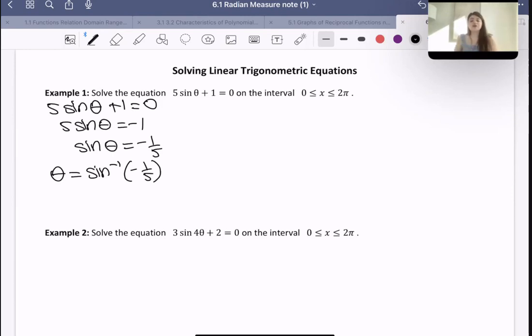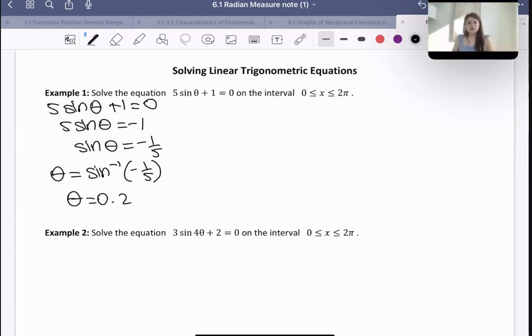And also make sure your calculator is in radian mode, because if it's in degree mode, then you won't get the right answer here. So sine inverse of negative 1/5 in radians. Let's see what that's equal to. So that gives us 0.2. Okay. So then we've got to figure out the rest of the question. We've got to figure out what our theta values are for this.